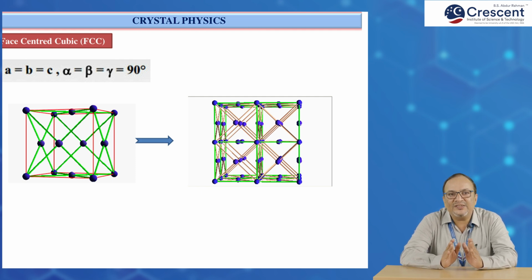Here, in the face-centered structure, the 8 corner atoms are always there. Apart from that, you have 1 atom present at each face. So how many faces are there in a cube? 6. So there are 6 face-centered atoms and 8 corner atoms in this structure.